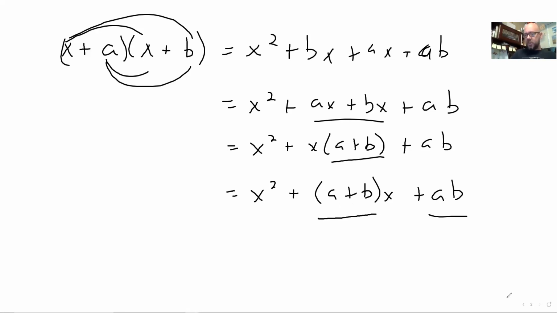So let's see another one if we can. So let's go do another easy guy. So we got x squared minus 3x minus 10. All right, so now I'm looking for two numbers that multiply to be -10 and add up to be -3.